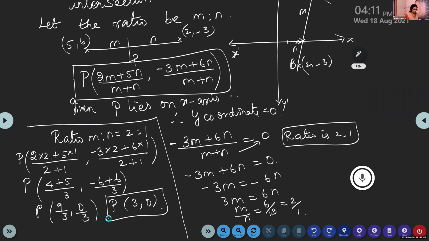This model question is important, children. Sometimes it will be given with a point on x-axis, or sometimes it will be given with a point on y-axis. We are asked to find the ratio. So on x-axis, we know that y coordinate is 0, and on y-axis, we know that x coordinate is 0.